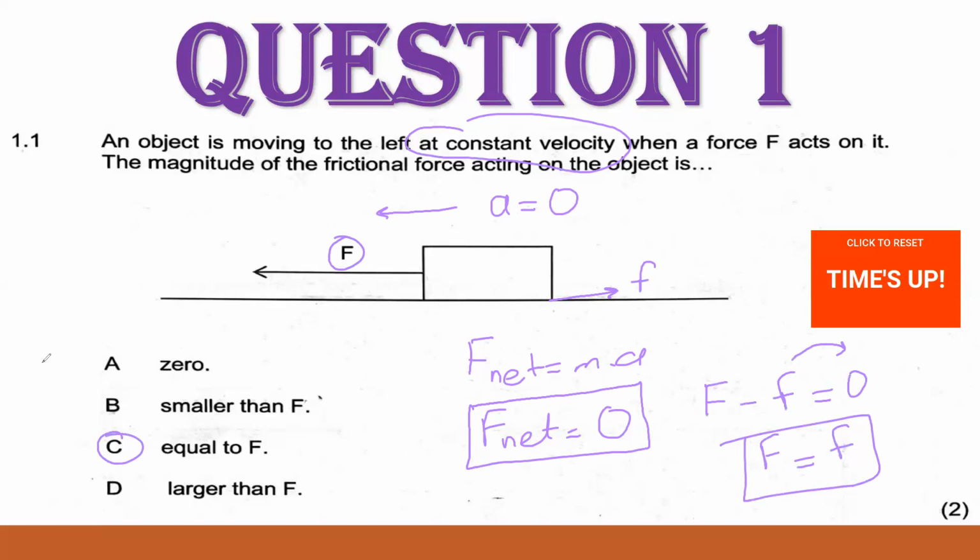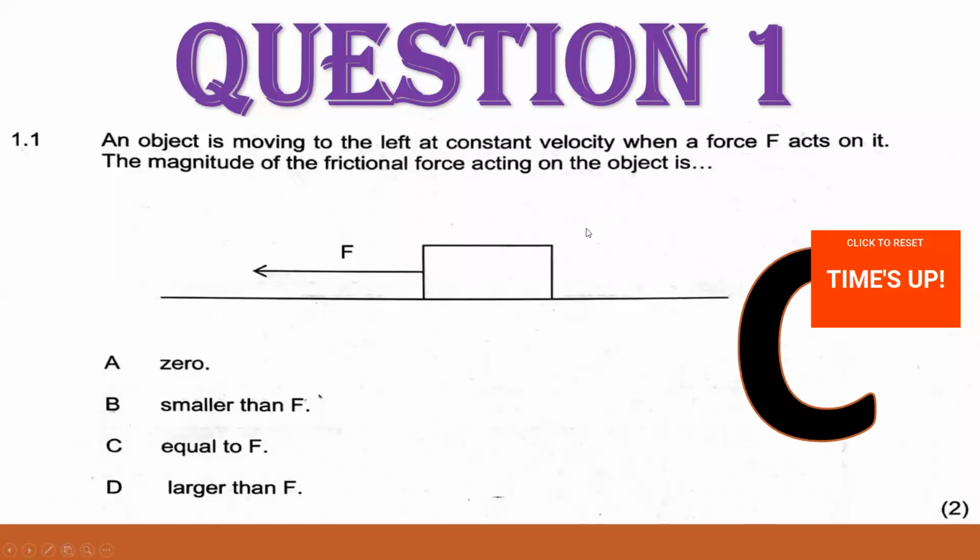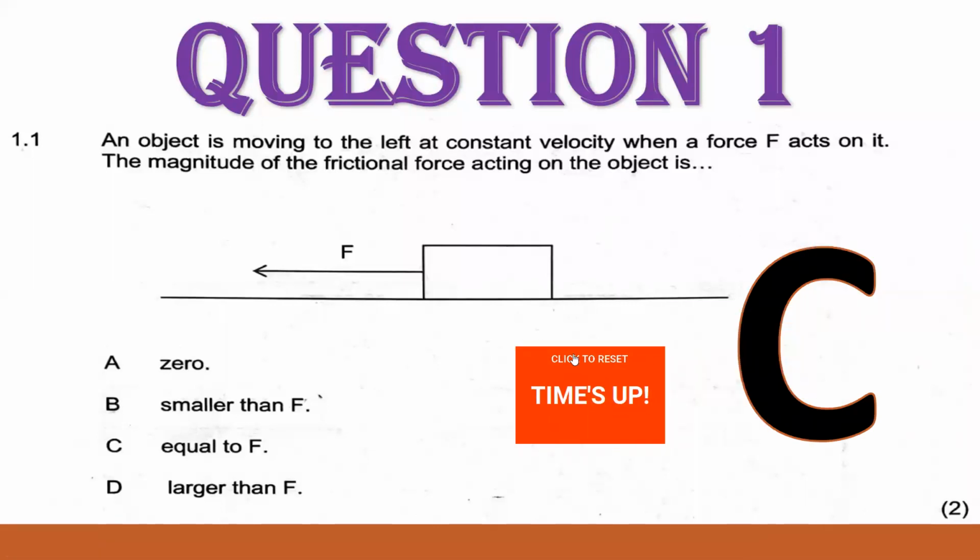Done. What we know, at constant velocity, F net equals 0 because our acceleration is 0. Friction force, always opposite direction of motion. And you are writing Newton's second law or first law. If you use second law, you write acceleration is 0, and then you come to Newton's first law straight. Or you can use Newton's first law from the start, and say F minus F equals 0 and calculate. Question 1.1 done. Okay, let's continue with next one. The answer is C.